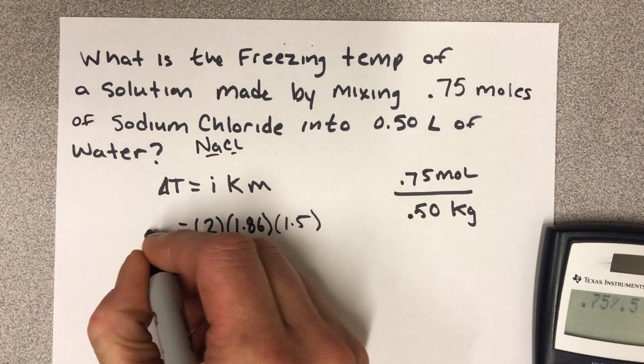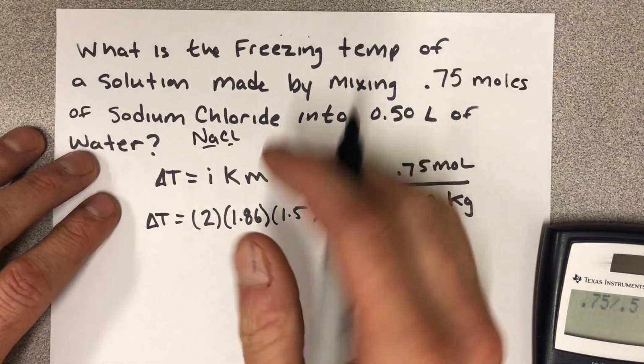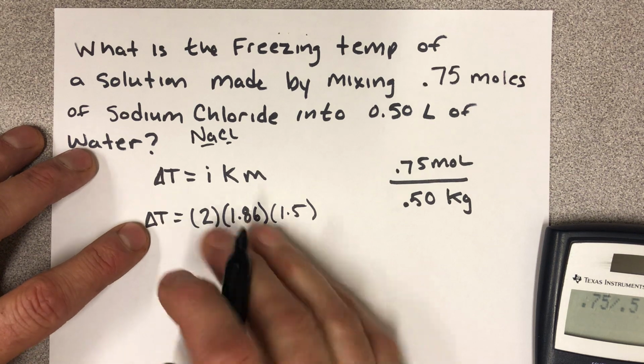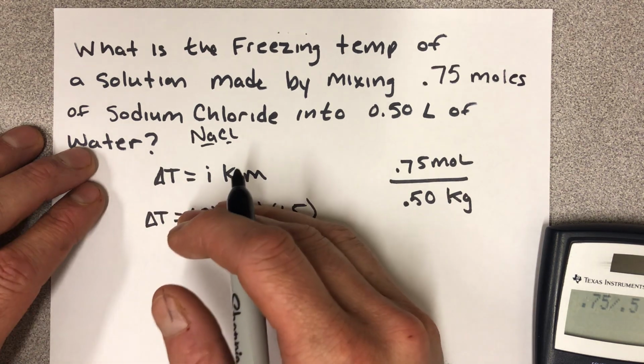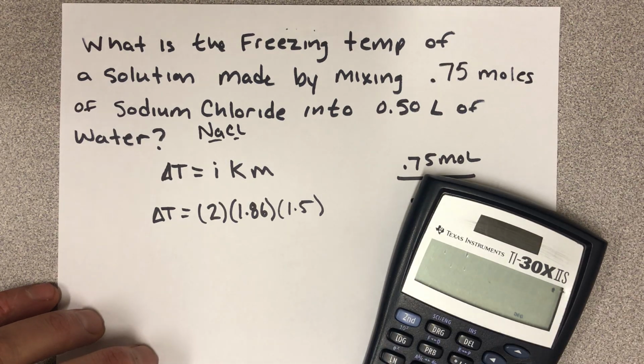Okay, so again, we're just solving here for delta T. Okay, and this again is going to be a number that drops down below 0. So even though we're going to calculate a positive number here, we're going to make it negative because it's the amount of degrees below 0. Okay, so let's multiply.